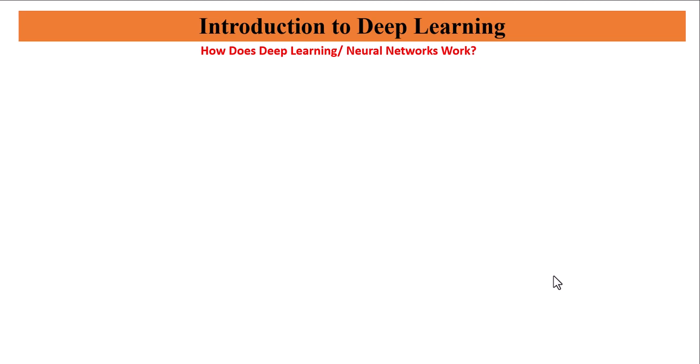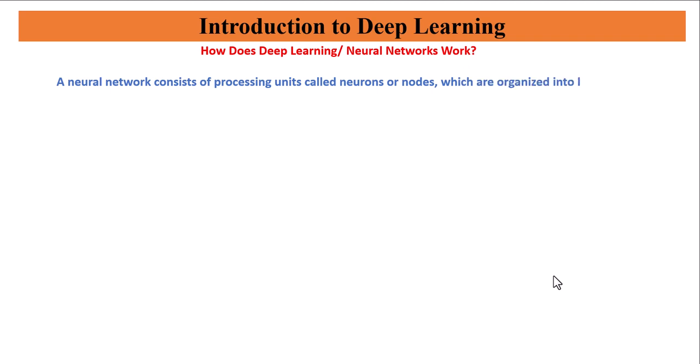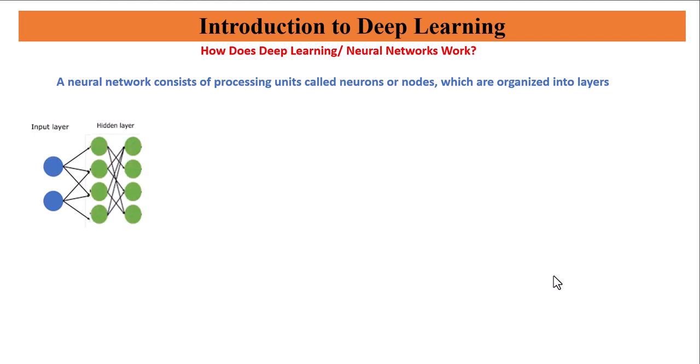Today, we are going to discuss how deep learning and neural networks function. Can anyone tell me what makes up a neural network? A neural network is made up of several processing units called neurons or nodes, which are organized into layers. That's correct. These layers include an input layer, multiple hidden layers, and an output layer.